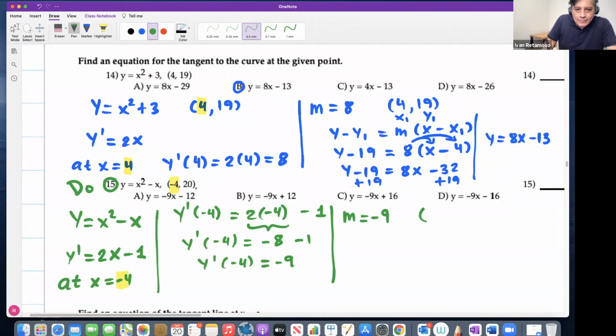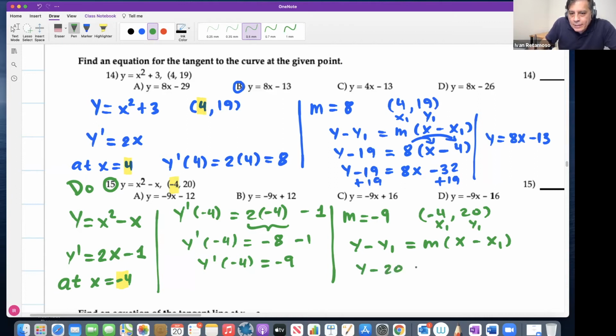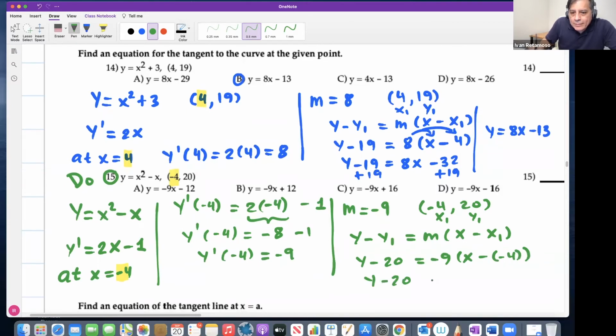This slope together with this point, minus 4, 20, should be used to find the equation of our tangent line, which in point slope form is this, right? Point slope form, where x1 is the first coordinate, y1 the second coordinate. All right, substituting our values, we will get y minus 20 equals the slope negative 9 times x minus x1, which is minus 4. Work this out carefully, guys, so you don't make mistakes.